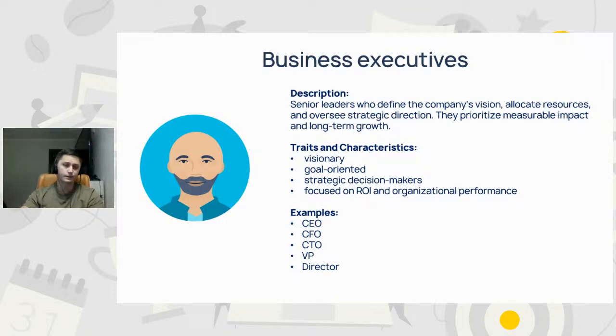These people are also strategic decision makers, so they understand how the company should evolve, how the product should evolve, what they want to achieve at the end, and what metrics or revenue they want to get at the end of some initiative. Examples of such roles are usually CEO, Chief Executive Officer, CFO, Chief Financial Officer, CTO, Chief Technical Officer, VPs, vice presidents of different departments, and directors.